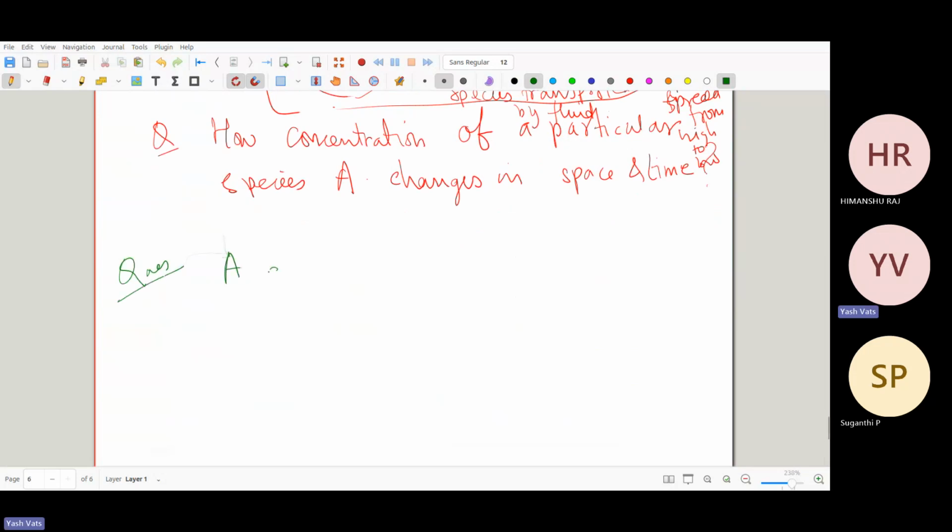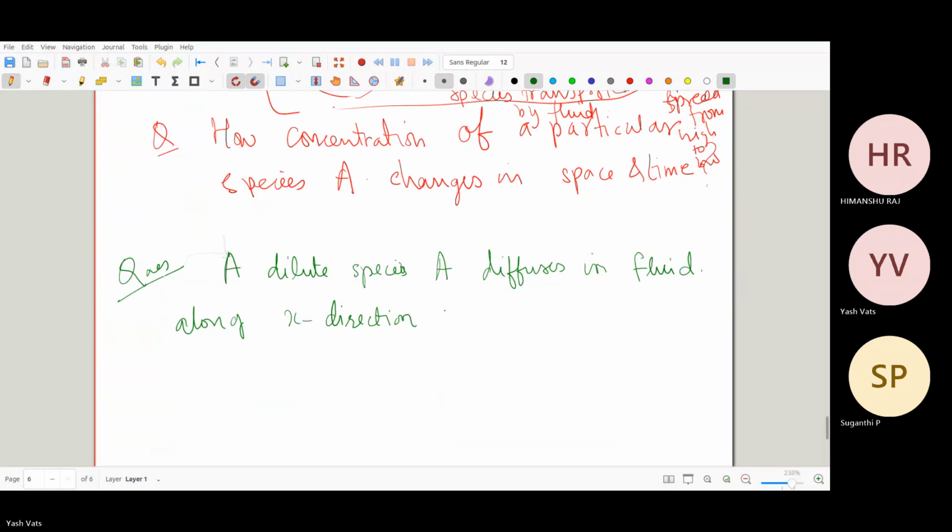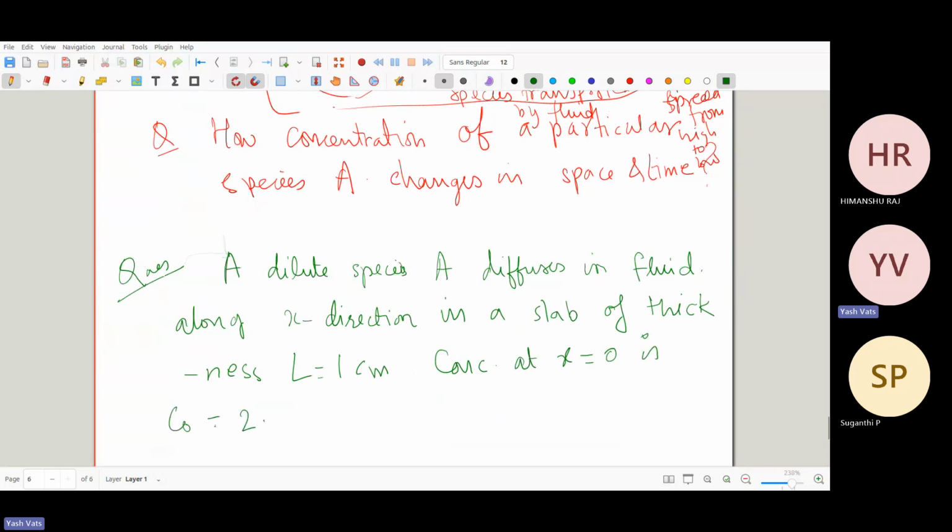So a dilute species A diffuses in fluid along the x direction in a slab of thickness L equal 1 centimeter. Concentration at x equals 0 is C0, which is 2 mol per meter cube.